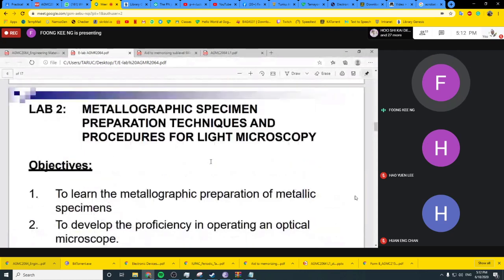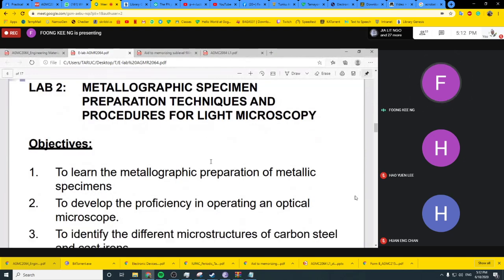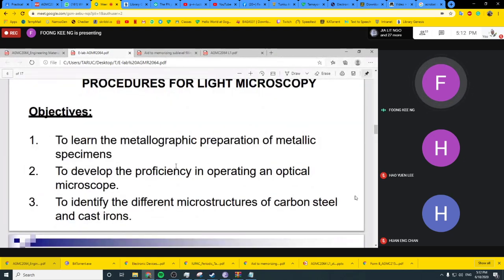So this is your metallographic preparation, which means we are looking at the microstructure. So these are the objectives. Again, it is in the lab manual. Please read through them. This is for experiment 2.